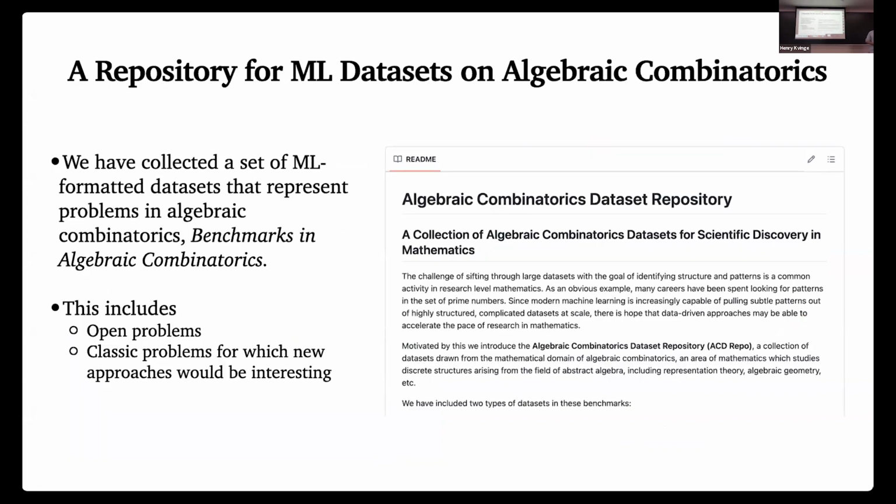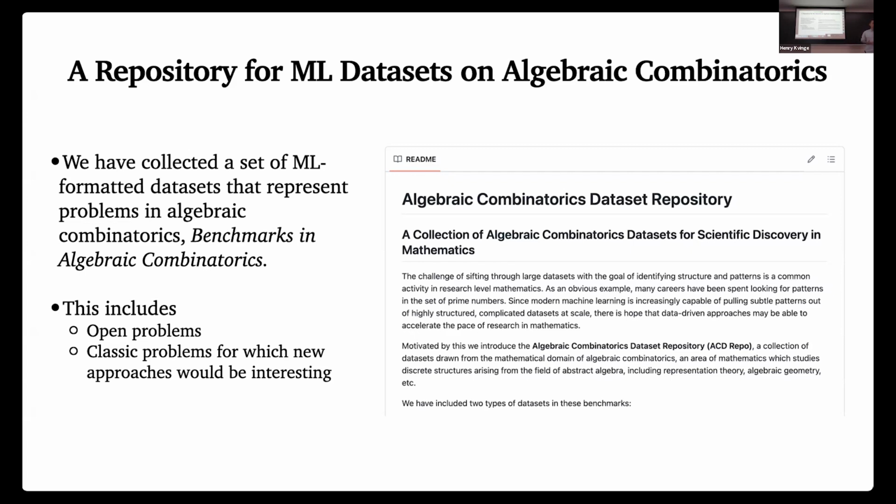So we thought it would be great to collect in one place open problems, or problems that represent work that is foundational to a space, set up so that someone could just pull them down and apply machine learning to them. And so we created this repository for ML datasets on algebraic combinatorics, or we are in the process of creating it. If you go and look at the website, it's still a bit of a mess. But the goal is to include open problems and classic problems for which new approaches would be interesting.